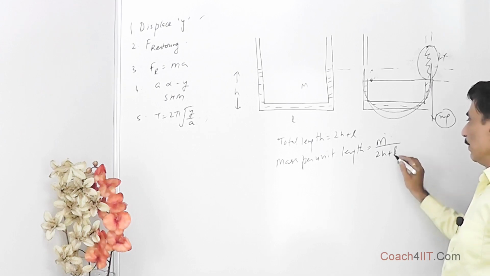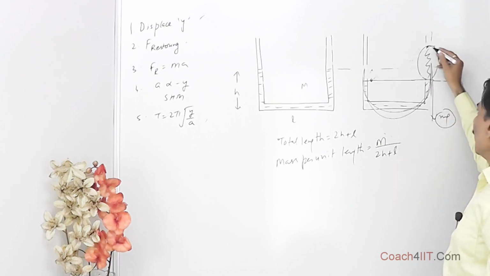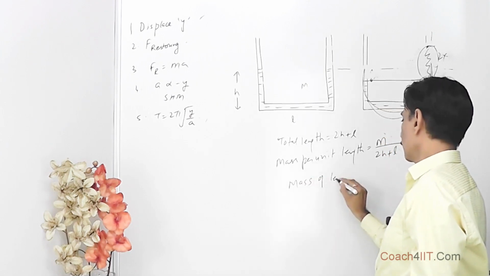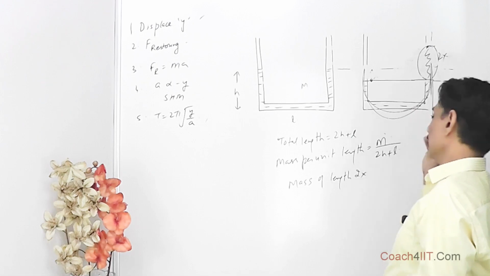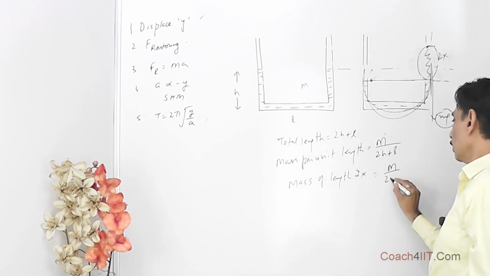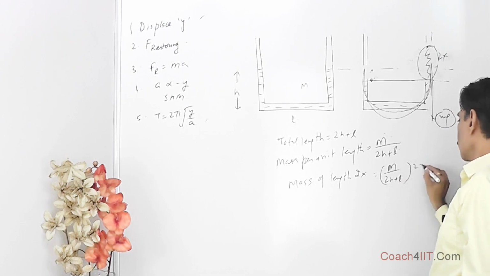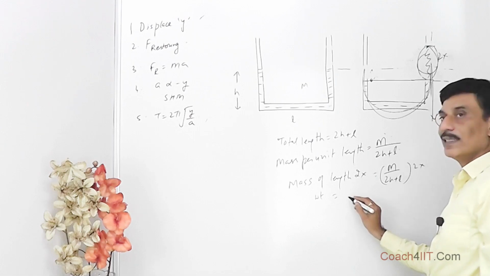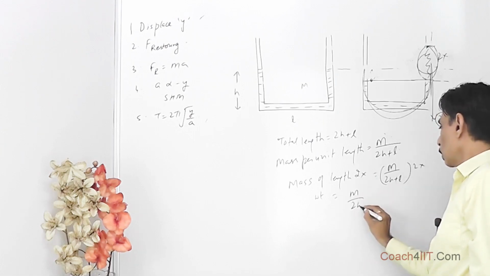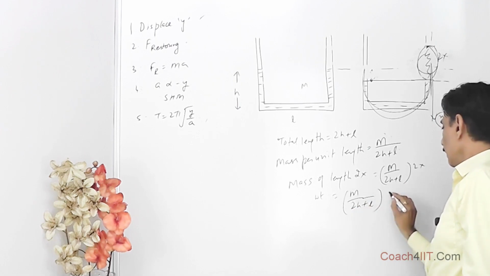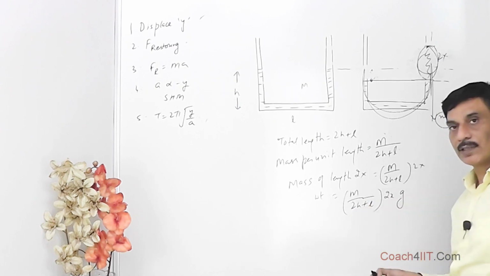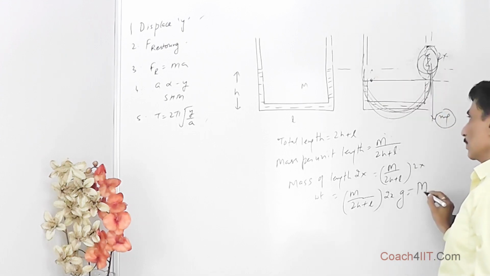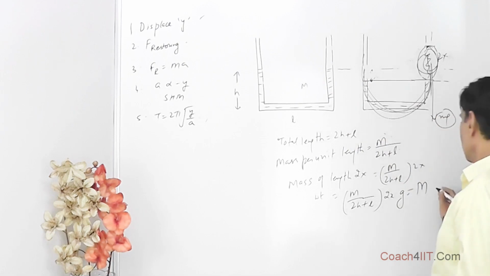So we have found the mass per unit length. If we wish to find the mass of this 2x length, it is going to be m upon 2h plus L into 2x. So this is going to be the mass of this section. What is its weight? Weight is m into g, that is m upon 2h plus L into 2x into g. And this weight is responsible for accelerating the whole mass, total mass m into a.